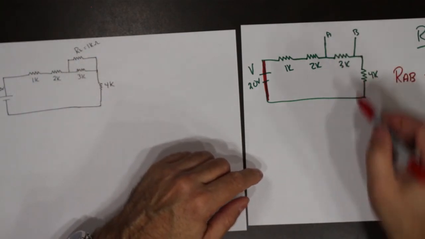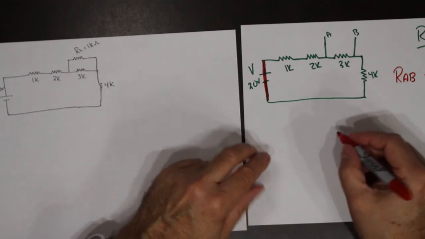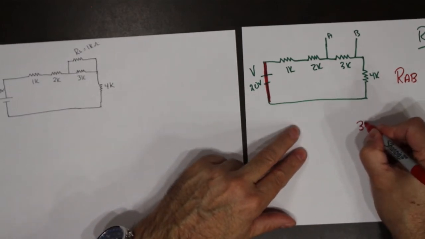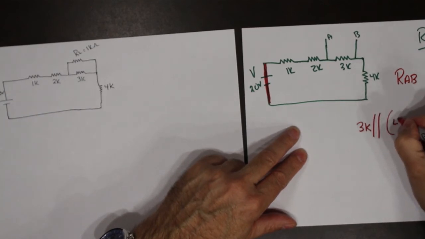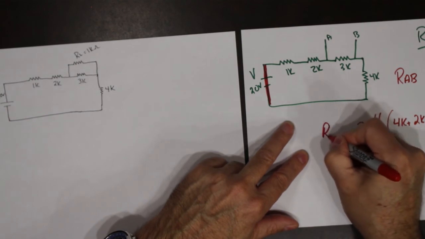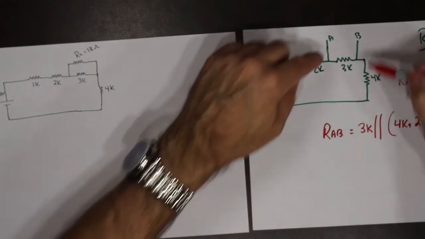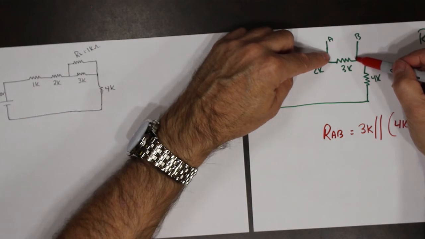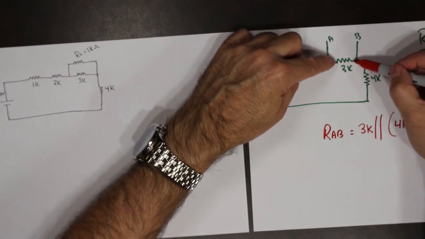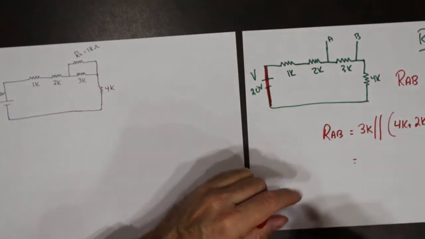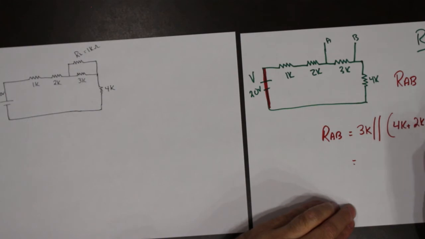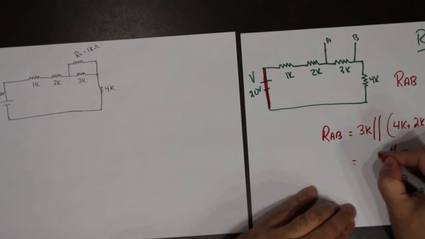So in this case, from A to B actually translates into 3K in parallel with 4K plus 2K plus 1K. So if I look from these 2 points, this resistor is in parallel with this. So this is 4, 5, 6, 7K in parallel with 3K.